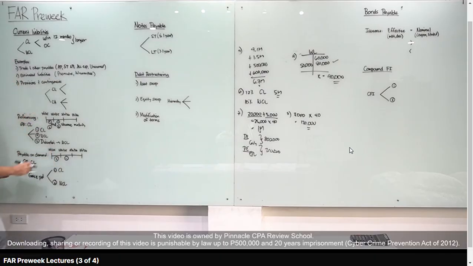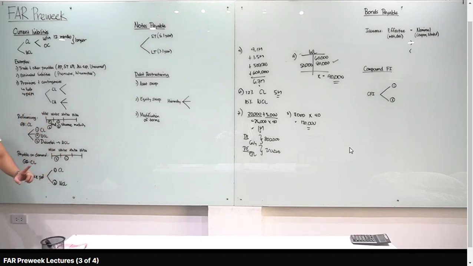When you say provisions, it's a liability, which is both probable and measurable. Bago ka mag-recognize ng liability, dapat probable and measurable. Pareho, ha? So yung provisions, liability yan. Yung contingencies, hindi yan liability. May two types yan.